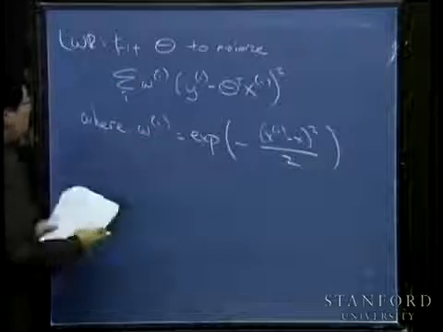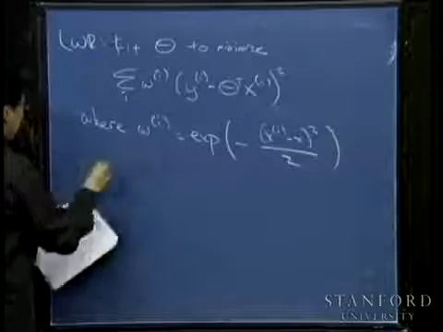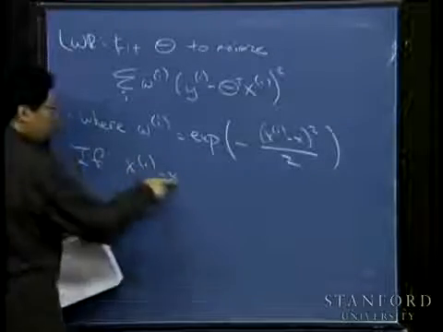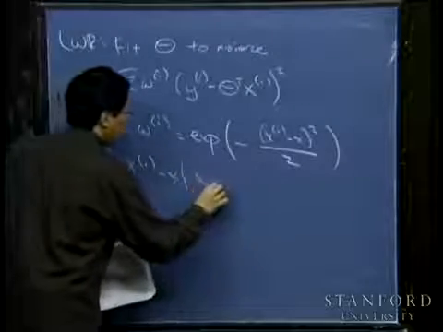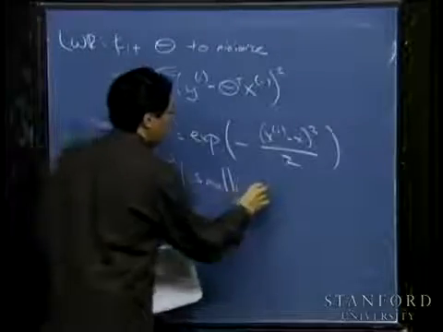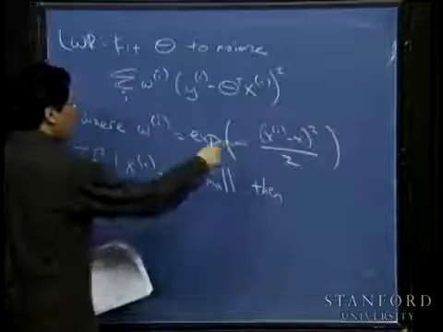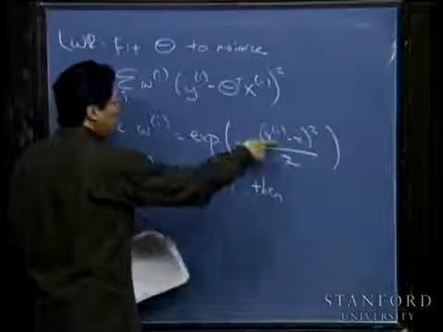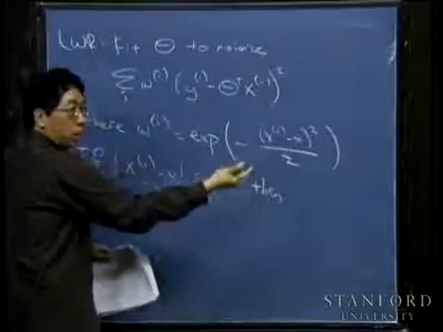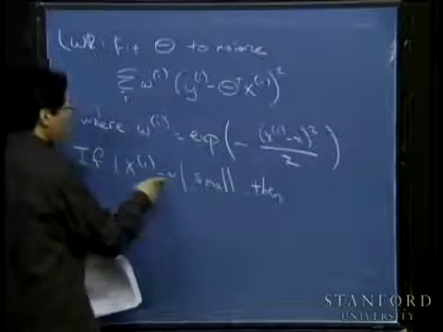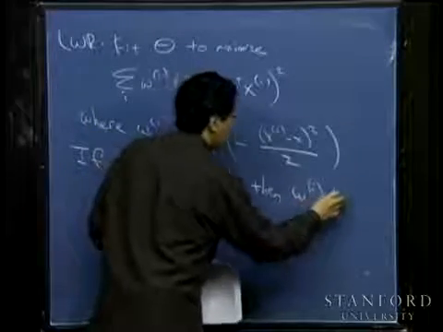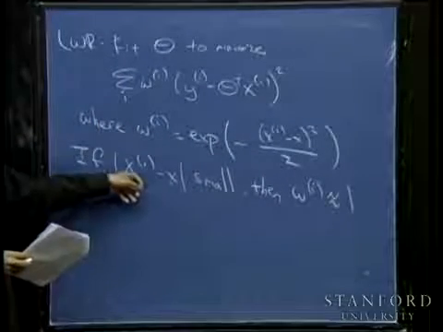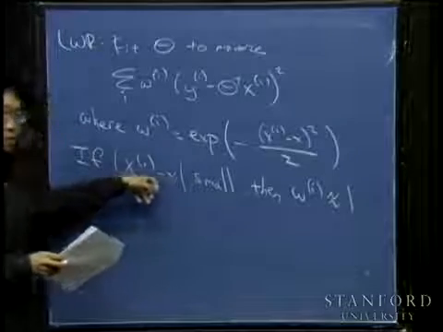And so let's look at what these weights really are, right? So notice that suppose you have a training example x^i, so that x^i is very close to x. If x^i minus x is small, so if x^i minus x is close to 0, then this is e to the minus 0, and e to the 0 is 1. So if x^i is close to x, then w^i will be close to 1. In other words, the weight associated with the ith training example will be close to 1 if x^i and x are close to each other.